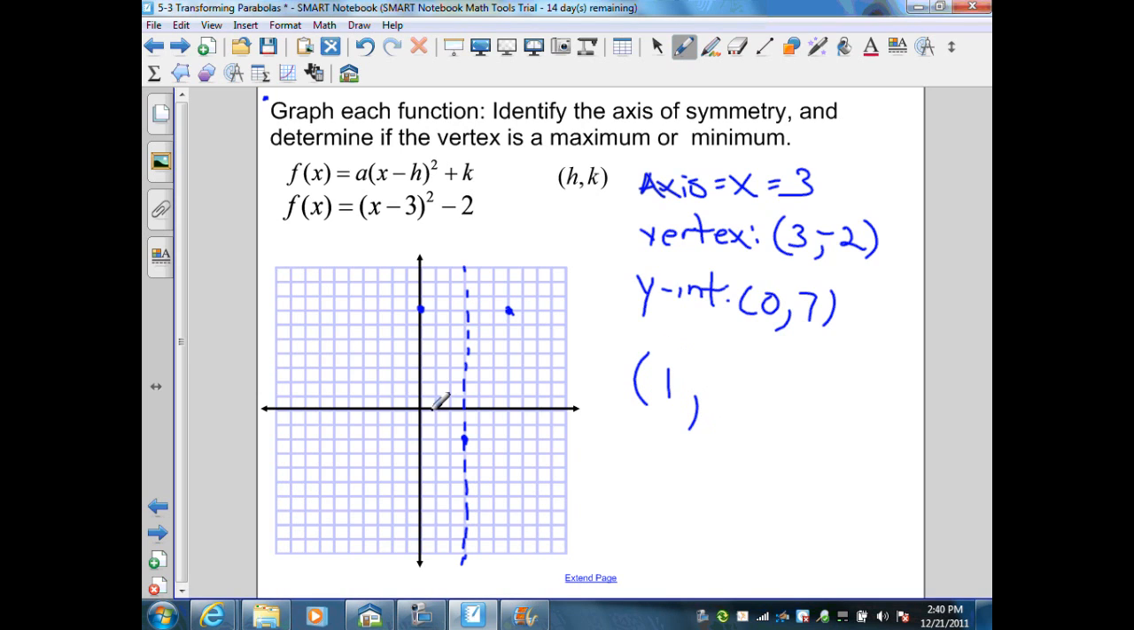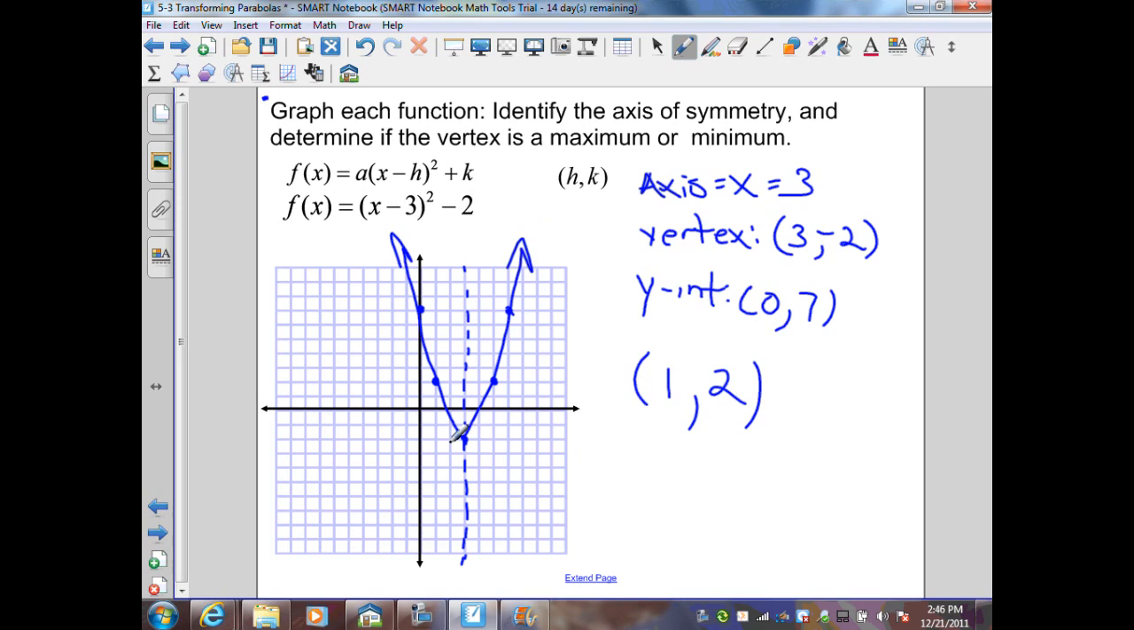Then I'm going to choose one more point. I'm going to choose 1. When I substitute in 1, 1 − 3 is −2, squared is 4, minus 2, which is 2. I'm going to graph (1, 2) and its reflected point over the axis of symmetry, and then I'm going to sketch my parabola.